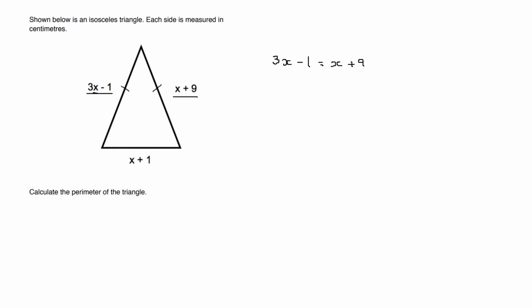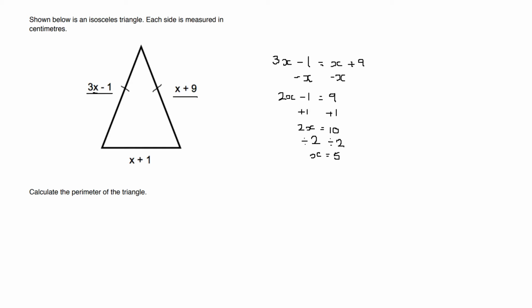So I've got an x here, I've got 3x here, so I'm going to move the smallest x. So I'm going to subtract x from both sides to begin with, and that's going to give me 2x minus 1 is equal to 9. Then I'm going to add 1 to each side, and that will give me 2x is equal to 10. Then I'm going to divide both sides by 2, and that's going to give me x is equal to 5.